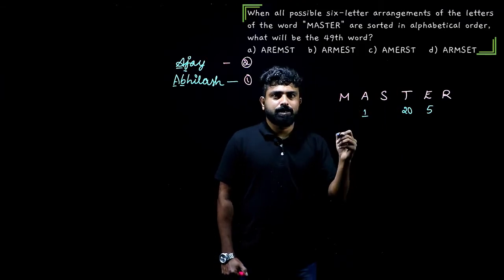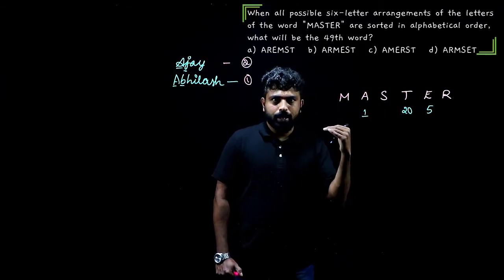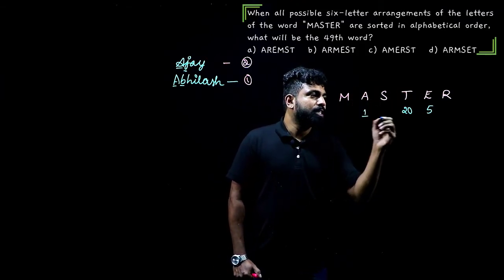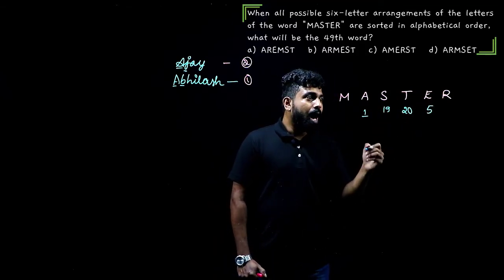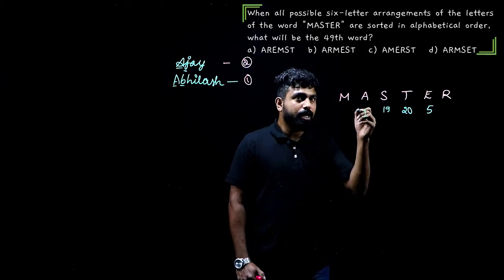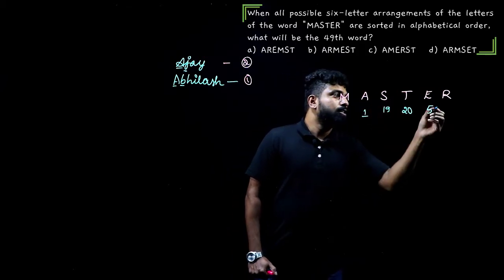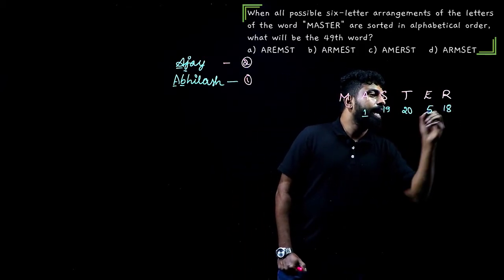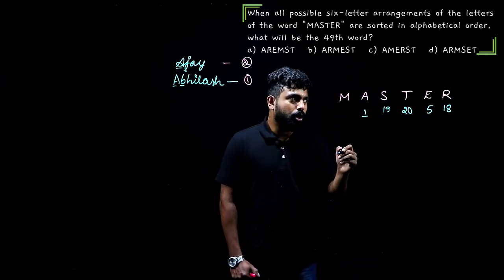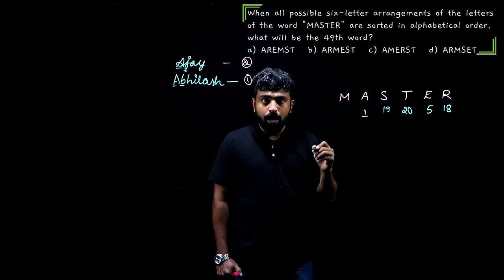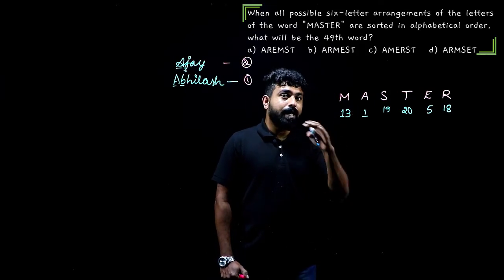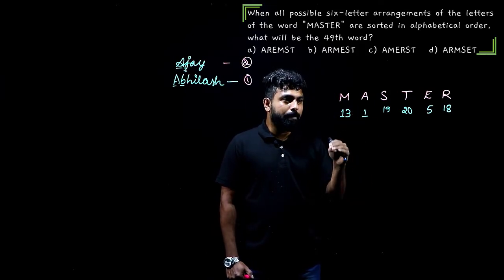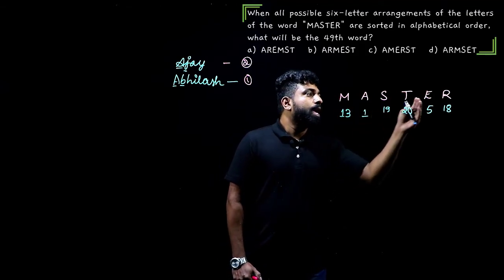So what about S? S comes before T, S and then T. So S will be 19th term. What about R? R would be coming before S. P, Q, R, S and then T. So R will be 18th letter in our alphabetical order. What about M? M will be 13th element or 13th alphabet in our alphabetical order. It will be coming after E.